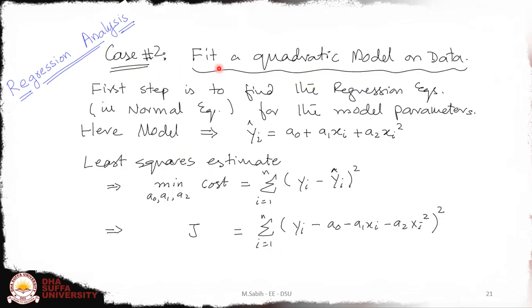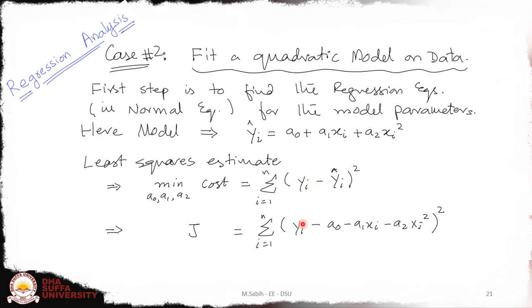Now case 2 is fitting a quadratic model on the data. The first step is to find the regression or normal equations for the parametric model. This is the mathematical model, and for the least squares estimate, we have to minimize this error, this cost function. This time we minimize it with respect to the parameters. Last time they were k and a. This time we have a0, a1 and a2. So we have to minimize the cost by finding the best values for a0, a1 and a2.